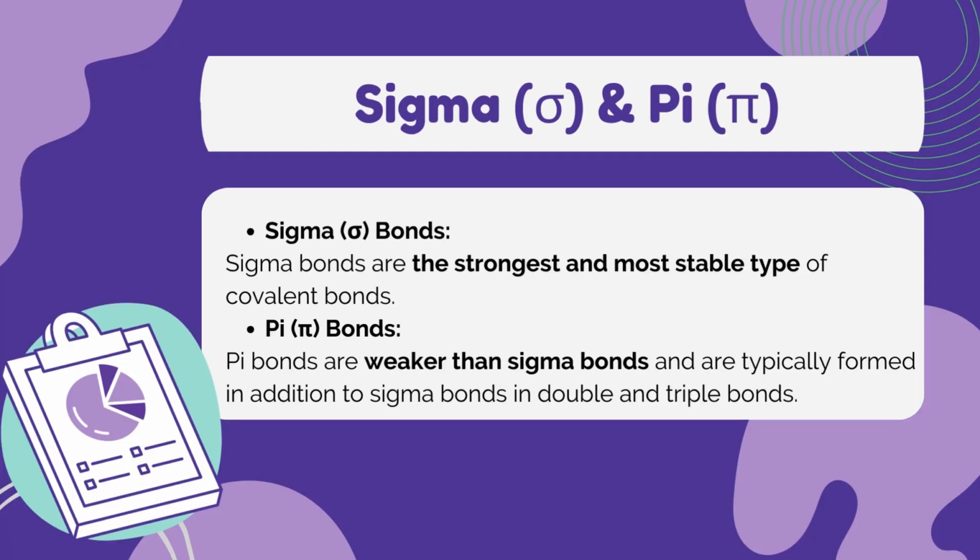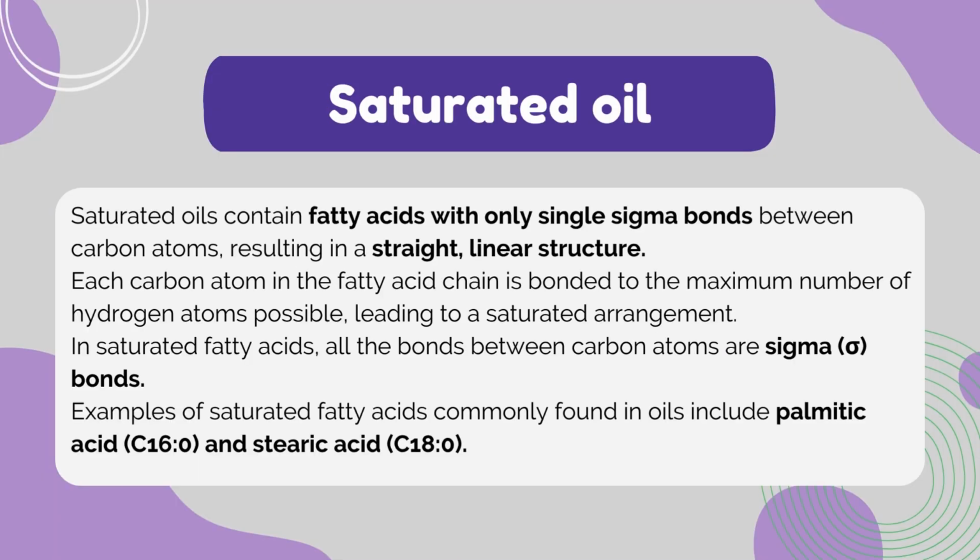Sigma bonds. Sigma bonds are the strongest and most stable type of covalent bonds. Pi bonds. Pi bonds are weaker than sigma bonds and are typically formed in addition to sigma bonds in double and triple bonds. Saturated oils contain fatty acids with only single sigma bonds between carbon atoms, resulting in a straight, linear structure. Each carbon atom in the fatty acid chain is bonded to the maximum number of hydrogen atoms possible, leading to a saturated arrangement. In saturated fatty acids, all the bonds between carbon atoms are sigma bonds.